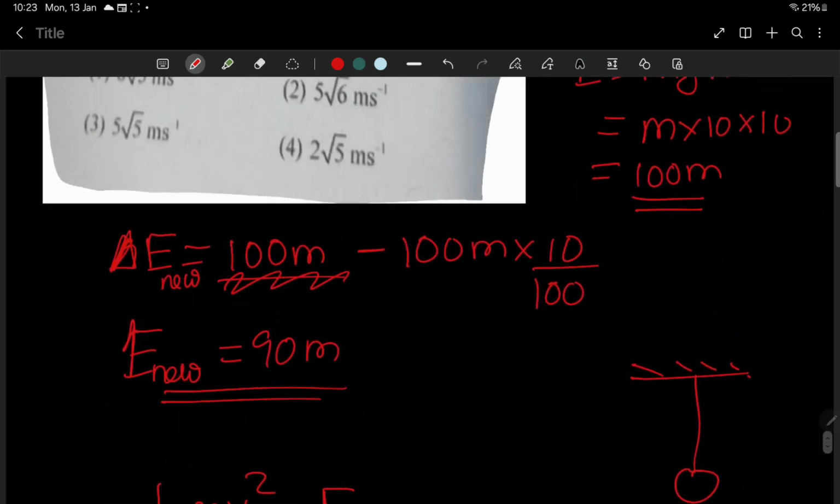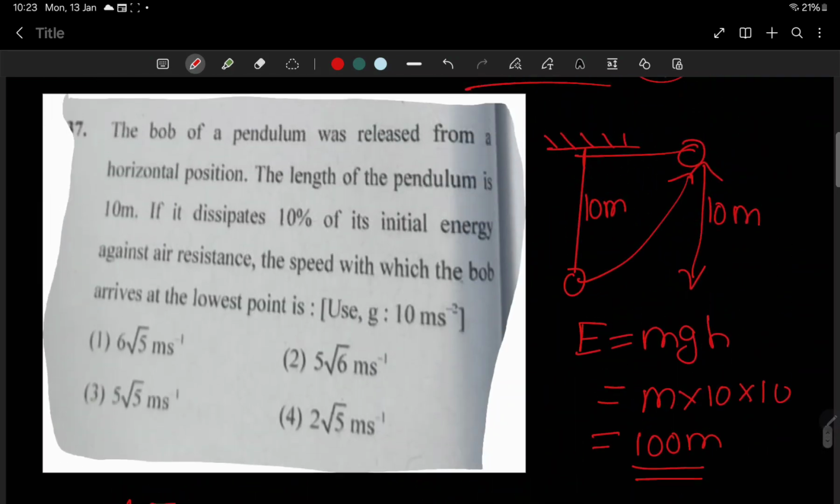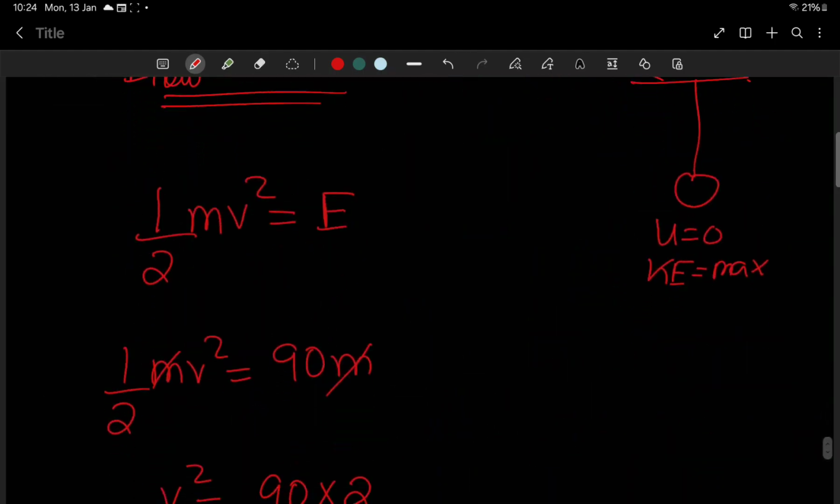Okay, this question was also easy. Okay, yes. Now next question. Yes, next question is one of my favorite questions. Okay, we got this as the answer. Now next question. Yes, this is the next question.